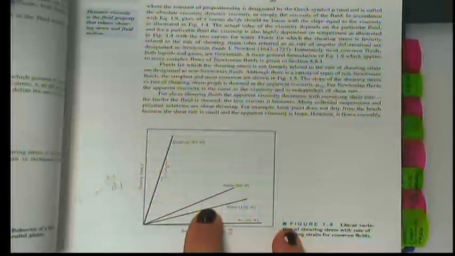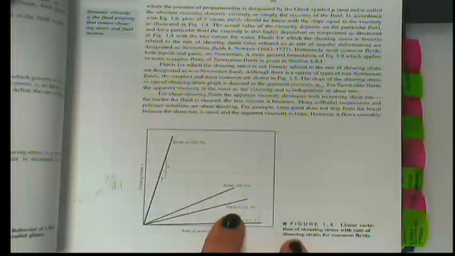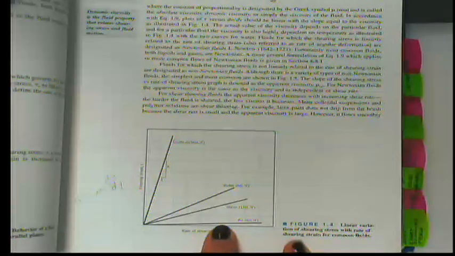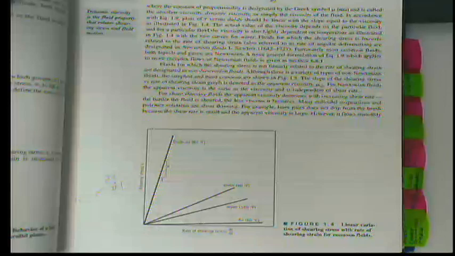So you can see the slope of crude oil at 60 degrees Fahrenheit is quite a bit larger than the slope of water at 60 degrees Fahrenheit, which is somewhat larger than water at 100 degrees Fahrenheit, which is quite a bit larger than air. Typically, gases have very low viscosity. So in each of these cases, the viscosity is the slope of that line.